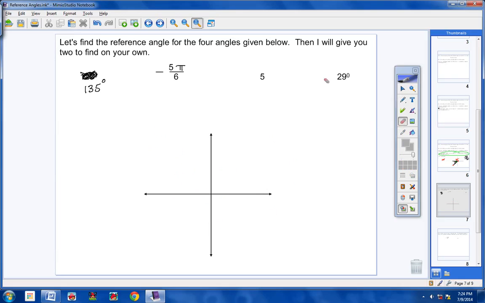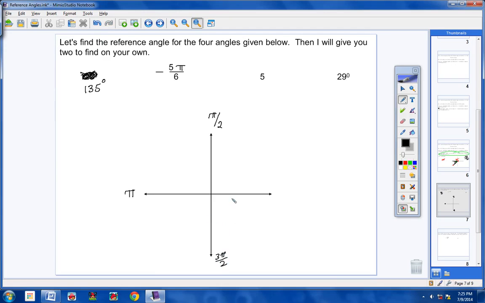Let's try negative 5 pi over 6. Now we're dealing with radians, so I think it would be very helpful to label our angles here in radians using pi. So 90 degrees is pi over 2. 180 is pi. So here's a half, then a half more for a whole, then a half more. So here I have 1.5 pi, and of course the right way to write that is 3 pi over 2.